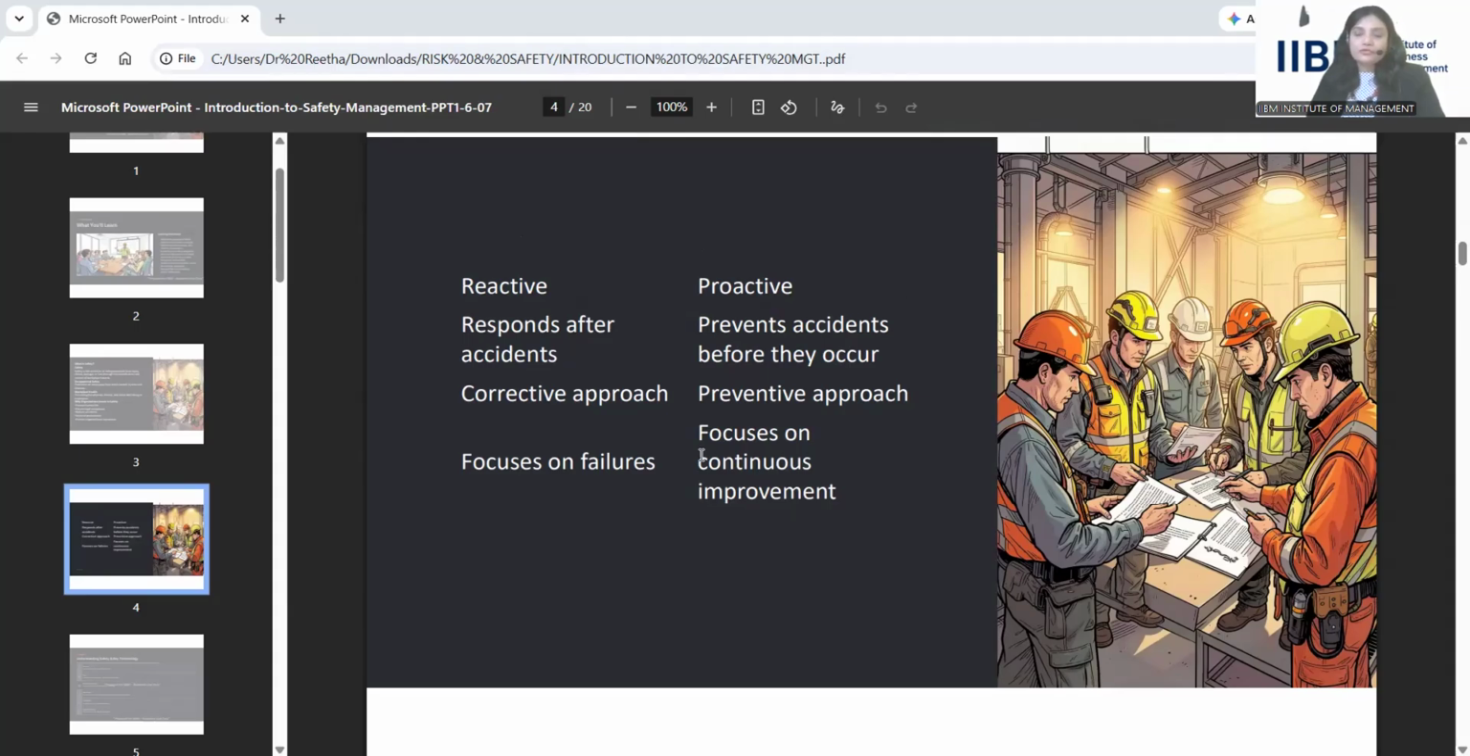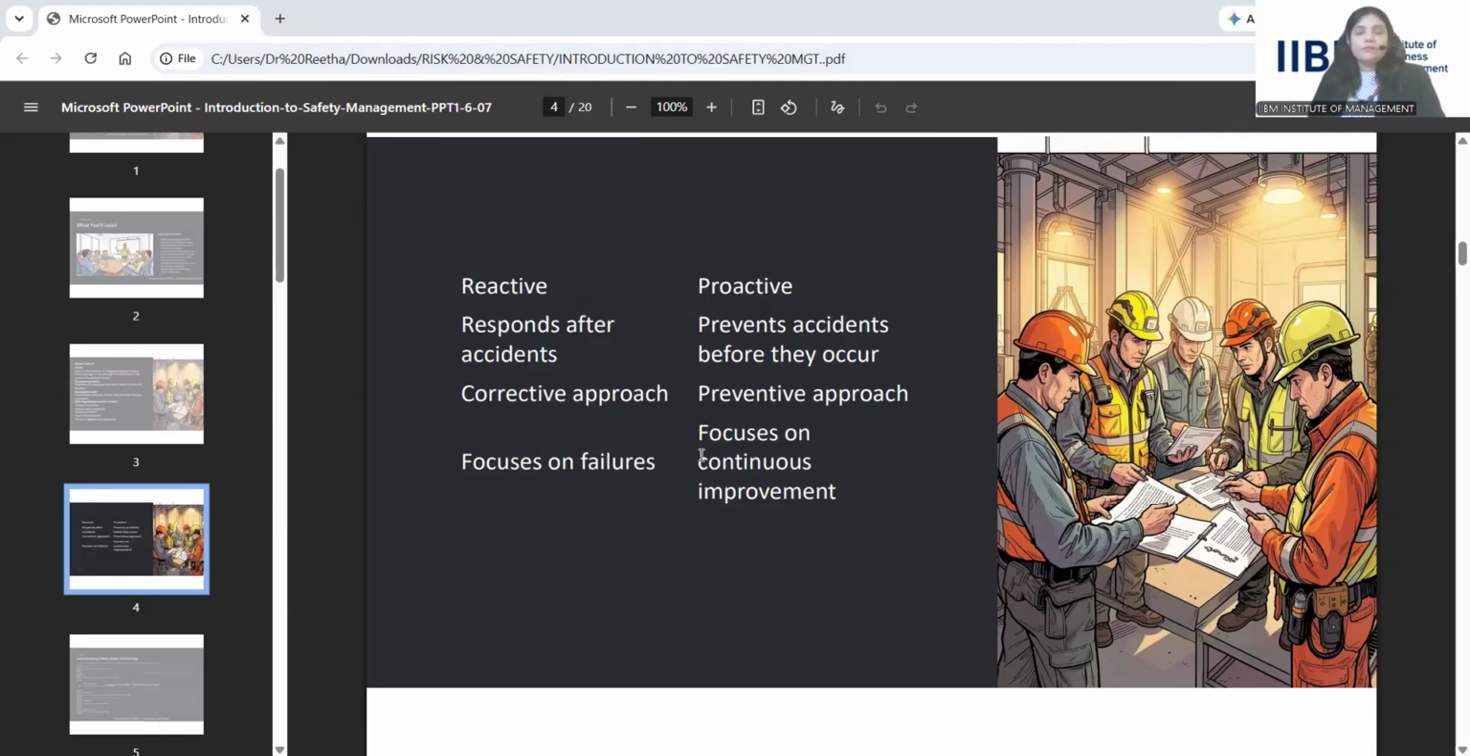Then absenteeism due to injury, like total business days lost to workplace injuries or work related injuries. Then property damage cost, total dollar amount spent repairing equipment or facilities which are damaged during the accidents. So, all these are some of the KPIs that we need to be aware of.